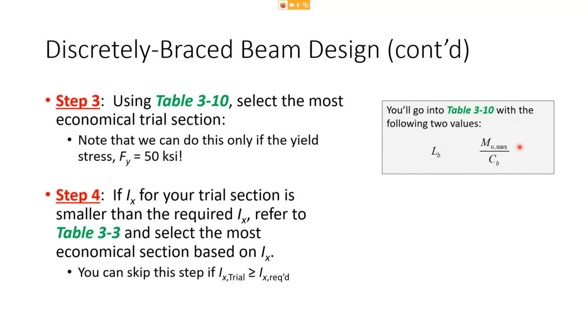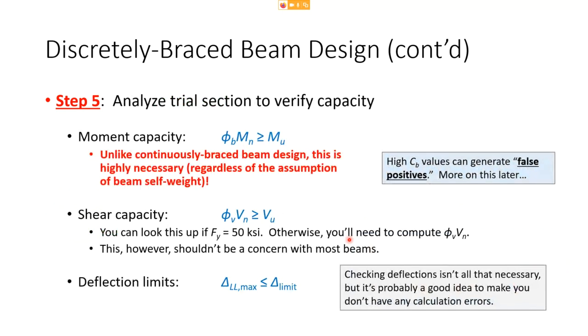Now, if you pick this shape and you find that the moment of inertia isn't enough, go back to the moment of inertia table, table 3.3, and pick a section from there, because you're probably not governed by strength, you're governed by your deflection limits, which is still a possibility. And then finally, analyze your section.